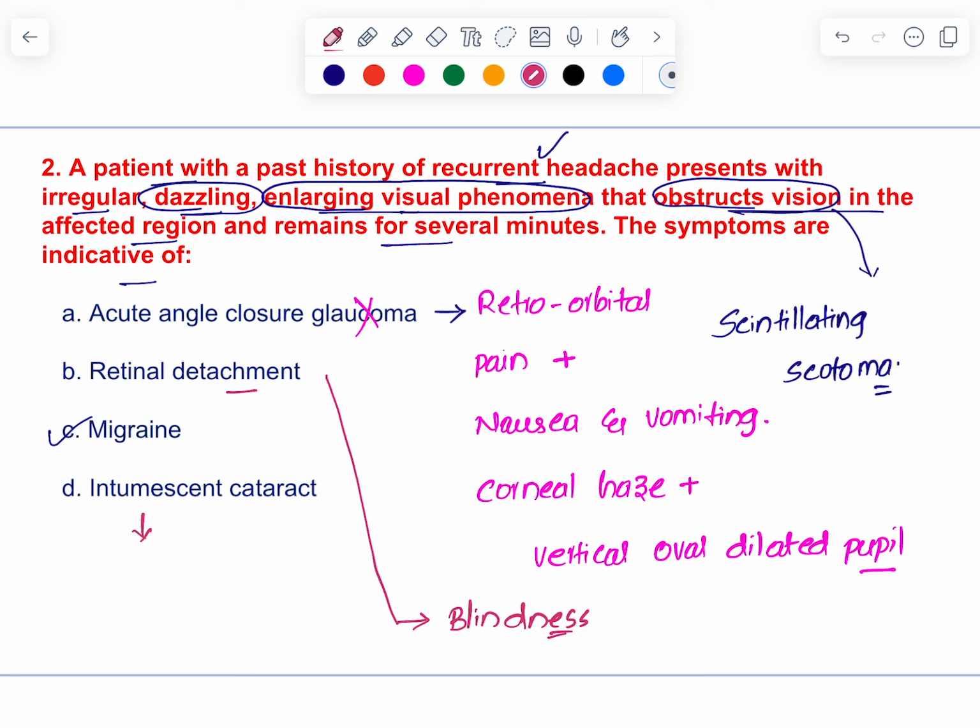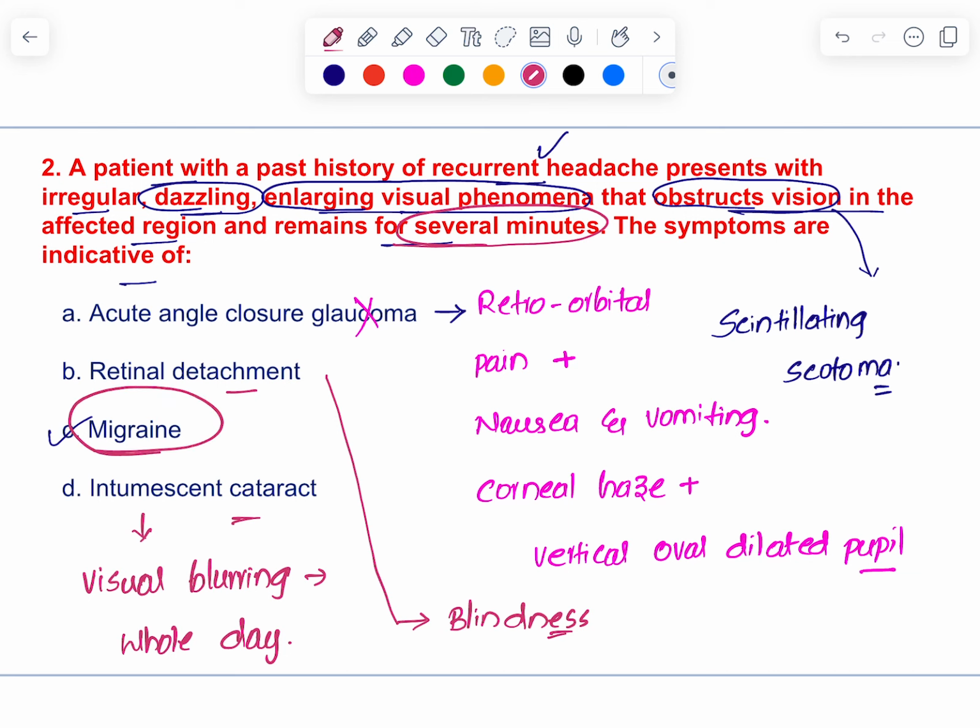And what about the intumescent cataract? Intumescent cataract will cause visual blurring, right? And that will be there for the whole day. But whereas in the question what has been given to us, it is present only for several minutes. So the clinical scenario does not go in favor of the intumescent cataract. Okay, so the correct answer here is the migraine, right? Next question.